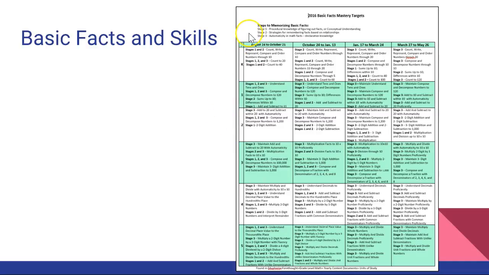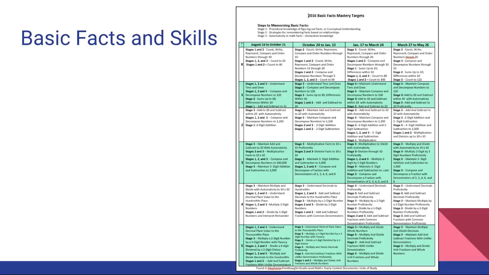The steps to memorizing these basic facts: stage 1 is procedurally knowing how to figure out the facts or conceptually understanding them. So here the kids are either using manipulatives or they know a procedure on how to find it. Stage 2 would be strategies, such as doubles or doubles plus 1. Stage 3, they do it with automaticity.